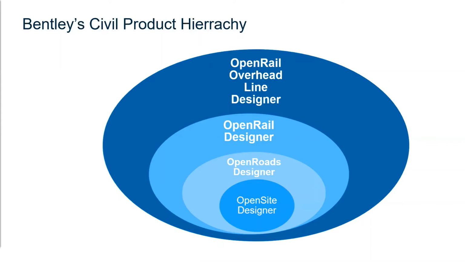At the top is OpenRail Overhead Line, followed by OpenRail Designer, OpenRoads Designer, and OpenSite Designer. As you can see from the diagram, OpenRail Overhead Line has all the ability of itself, which is to do the overhead line design, plus whatever can be done in OpenRail Designer, OpenRoads Designer, and OpenSite Designer. So if you own OpenRail Overhead Line, you can basically do road design as well as site design, because all the capability has been built into the software.